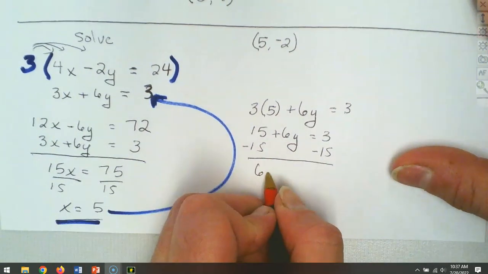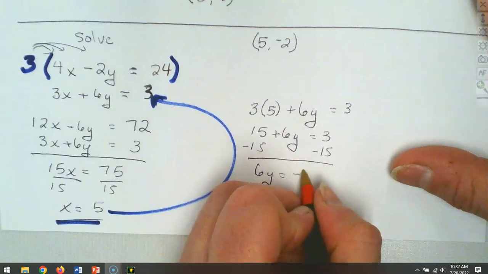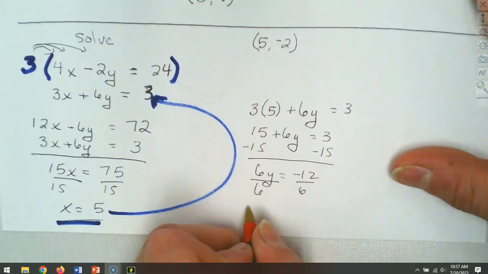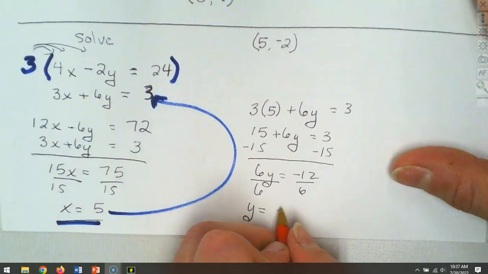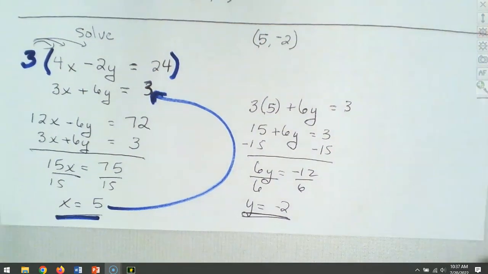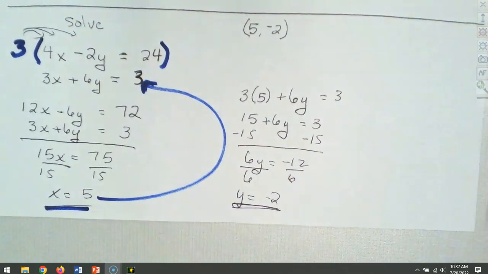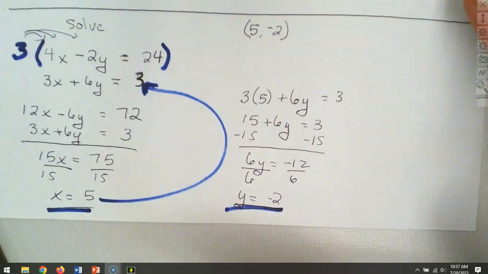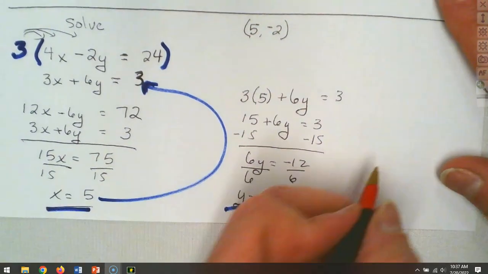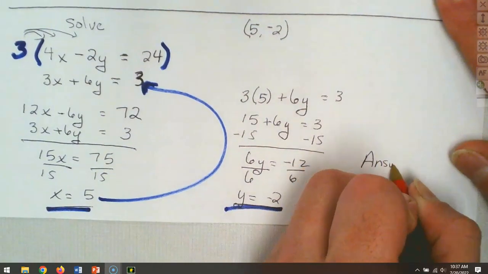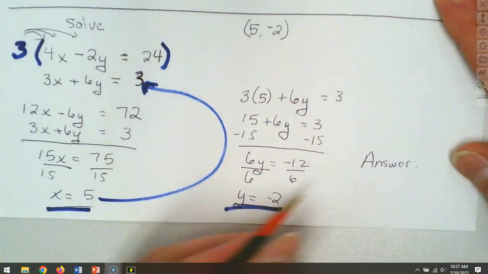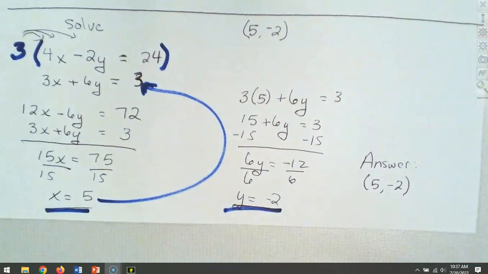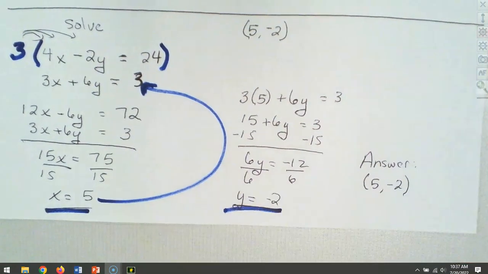And now I've got 6y equals negative 12. Divide by my 6, and what's my value of y going to be? Y is going to be negative 2. And does that match up with what it should be? Yes, because that's what we found it to be, or what I made it up with. And so what's your answer now? My answer is (5, negative 2). And that checks out because that's what I made it to start with.